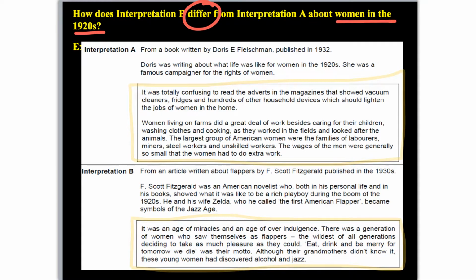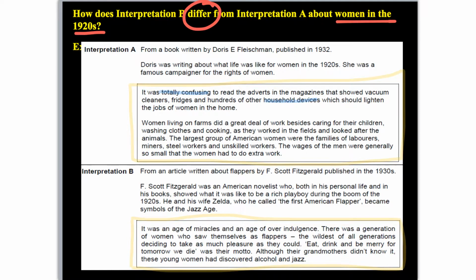So if we start by looking at interpretation A, which is from Doris Fleischmann, published in 1932, and we look at the yellow boxed area, you can see that she says it was totally confusing to read the adverts in the magazines that showed vacuum cleaners, fridges and hundreds of other household devices which should lighten the jobs of women in the home. So the main thing she's saying is that for women it was totally confusing. All of these household devices that were supposed to lighten the jobs of women at home didn't seem to necessarily be doing so.